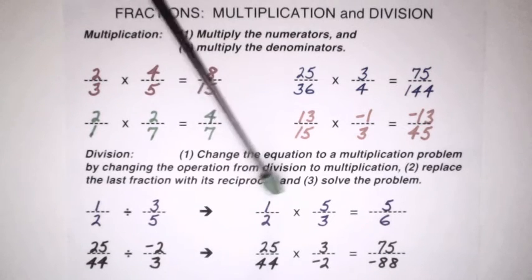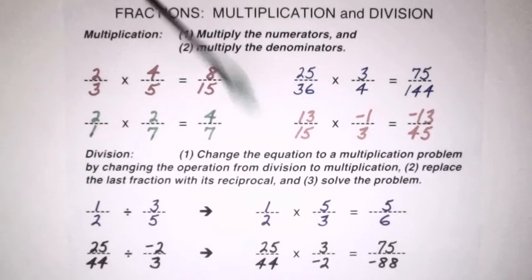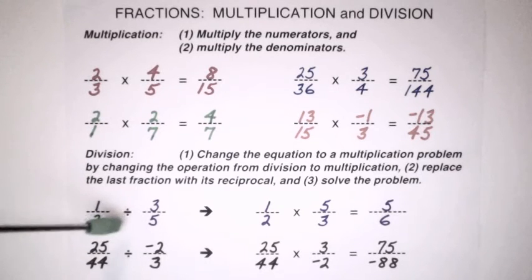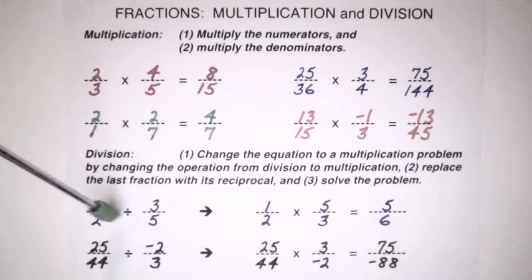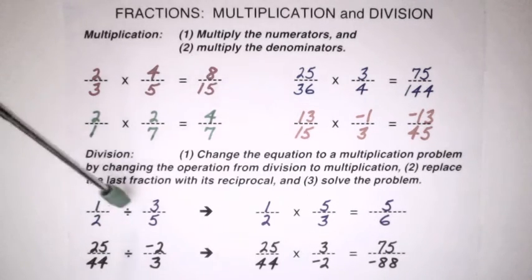1/2, there's no problem there, so I write exactly what I see. Again, the problem doesn't arrive until we get to the division symbol, so there's nothing to change with the 1/2. That's not a problem, we can read that. We change this operation from division to multiplication.